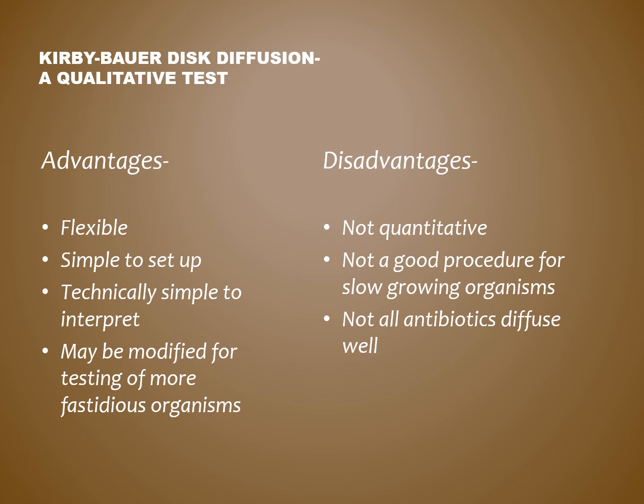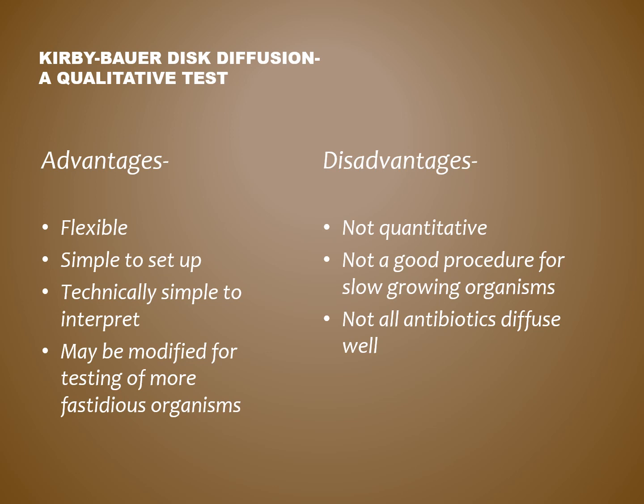There are some advantages to the Kirby-Bauer disc diffusion method, and again, this is a qualitative test where we're just looking for sensitive, intermediate, or resistant to certain drugs. Advantages of the Kirby-Bauer test are that it's flexible and simple to set up. It's technically simple to interpret, and it may be modified for testing more fastidious organisms. What I mean by that is typically the media of choice is called Mueller-Hinton agar. But if you're testing a bug like Haemophilus or Neisseria, you could buy Mueller-Hinton with chocolate in the media, or you could buy Mueller-Hinton with blood in the media.